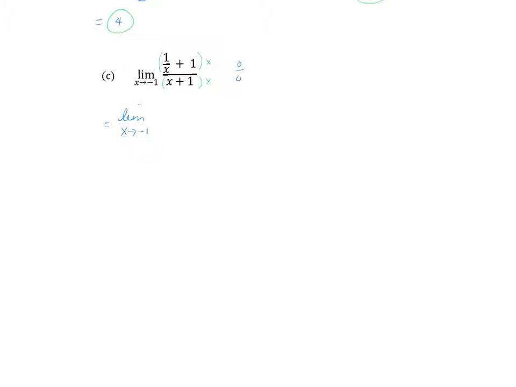So what I'm going to get in the numerator is 1 plus x. In the denominator, I think I'm going to leave it factored as x plus 1 times x. Again, the reason why is because I can see that the 1 plus x and x plus 1 will cancel. So I have the limit as x goes to -1 of 1 over x. And now plugging in -1 for x, my final limit is just going to be -1.